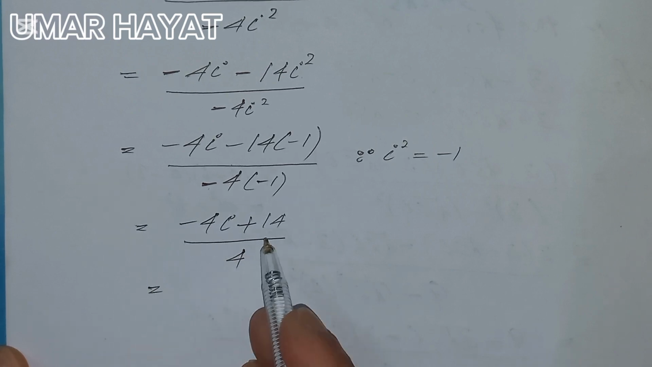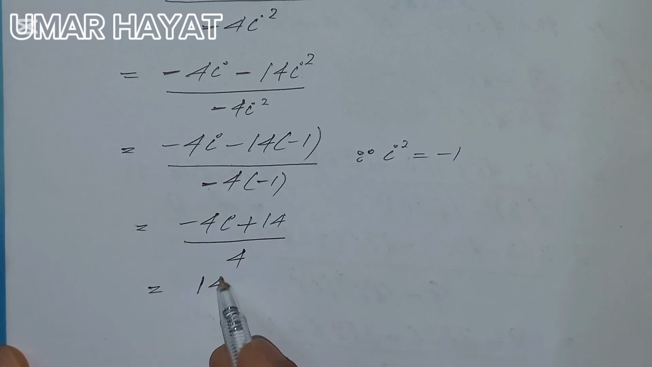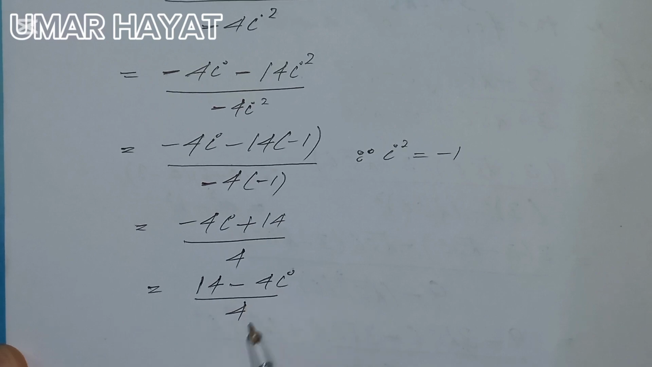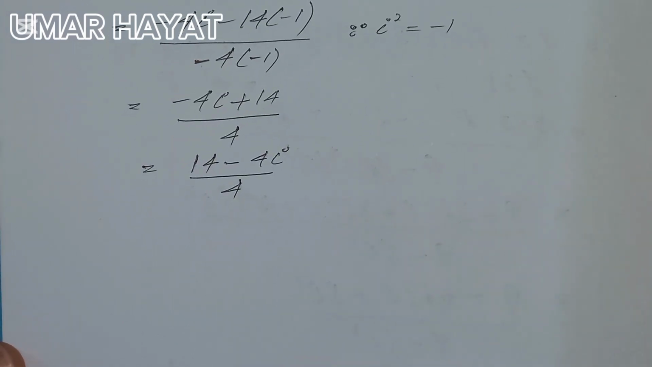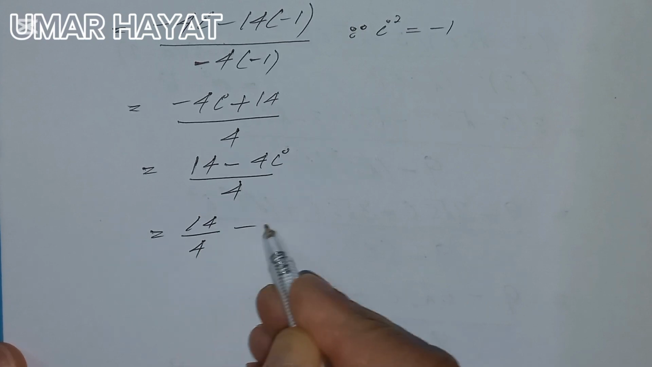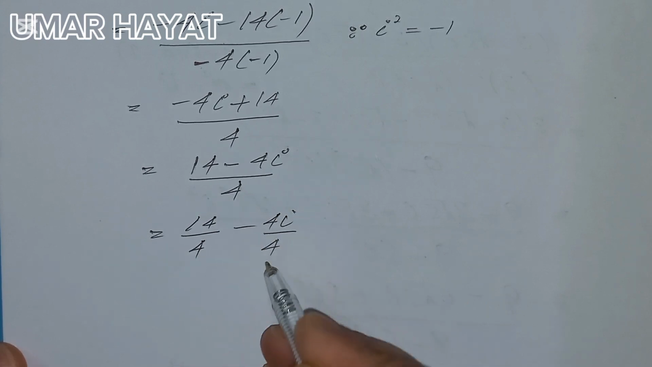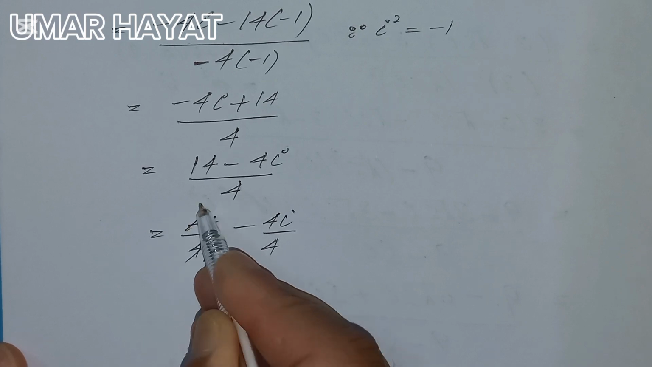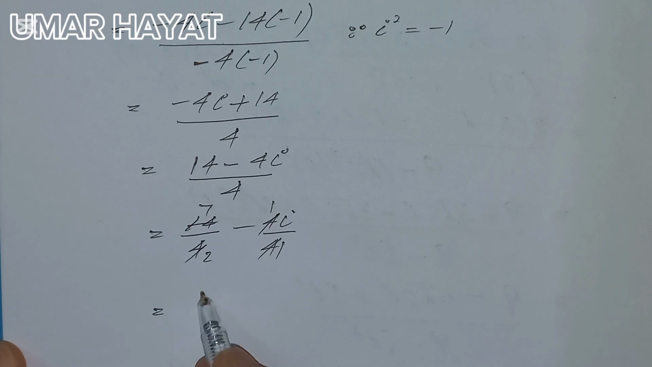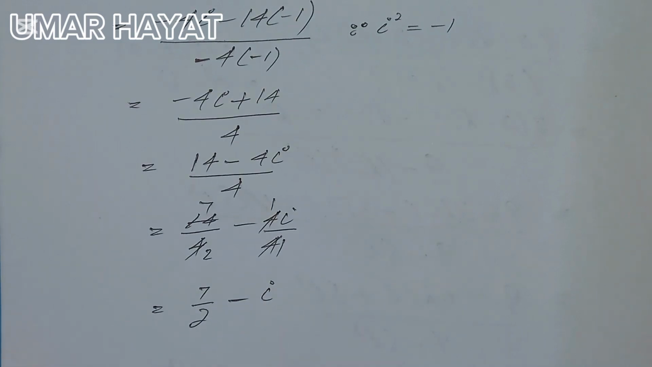So this can be written as 14. We can write the real part first and then minus 4i, divided by 4. Now this can be written in a + bi form, in this way: 14 by 4 minus 4i by 4. So 2 2s are 4, 2 7s are 14, and 4 1s are 4. So 7 by 2 minus i. This is the a + bi form of this question.